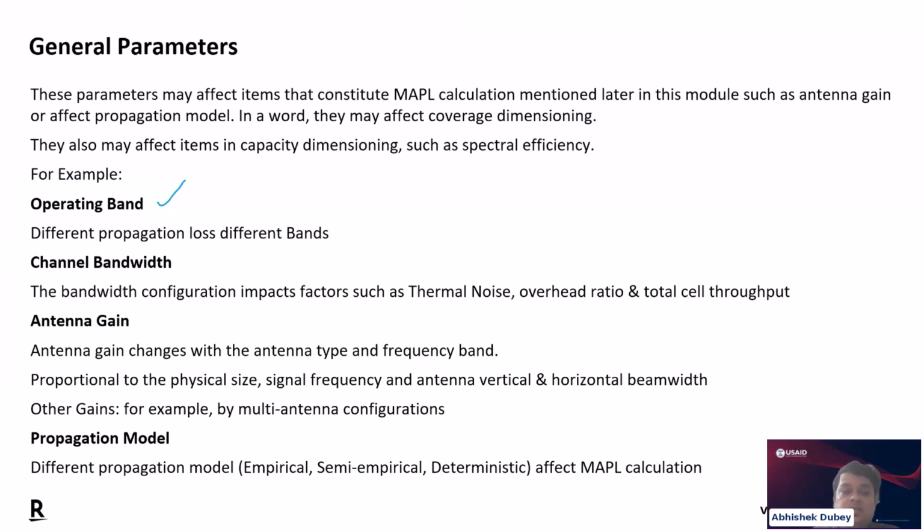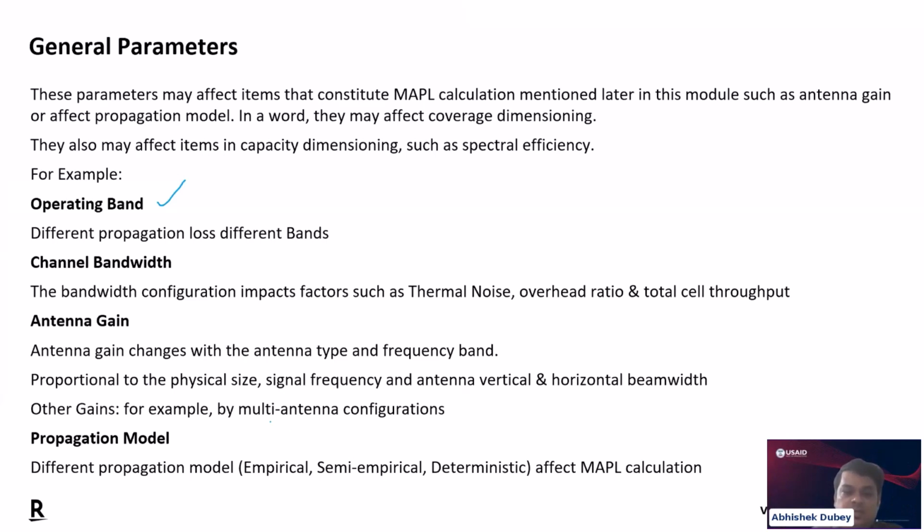The next is antenna gain, because gain changes with your antenna type and frequency band. And you can identify the antenna: if the antenna is small, that means it is working on a higher frequency. So higher frequency, small antenna. Lower frequency, big antenna.